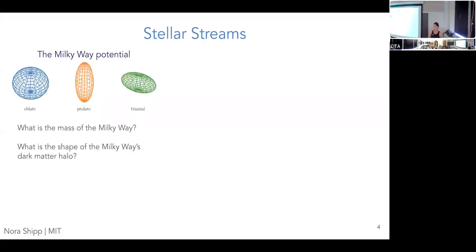We can use them to measure the local gravitational potential and the local distribution of dark matter. Because of the way that streams form, the way they're disrupted by the Milky Way's potential, and the fact that they stretch in some cases tens of kiloparsecs through the Milky Way's halo, they're very sensitive to the local gravitational potential. So we can model them to measure the mass or the shape of the Milky Way's halo.